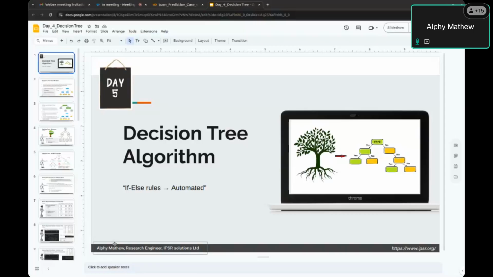Either the loan can be approved or not. Like that, the classification problem will be addressed using such if-then rules. The decision tree follows the exact same logic but in a structured, step-by-step way. So today we will understand how a decision tree decides what question to ask, how to split the data, how to predict the outcome, etc. So let's begin our day 5 of machine learning, the decision tree algorithm.